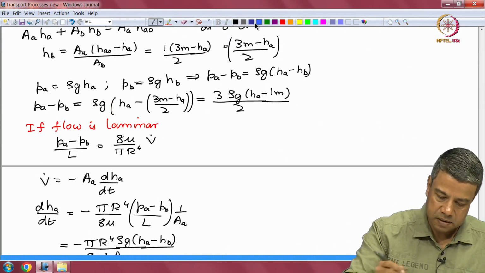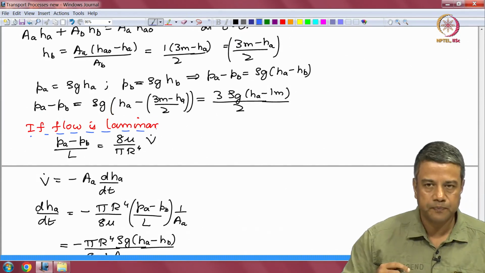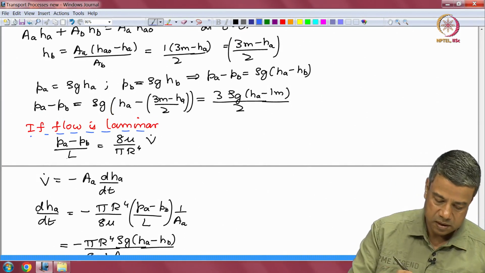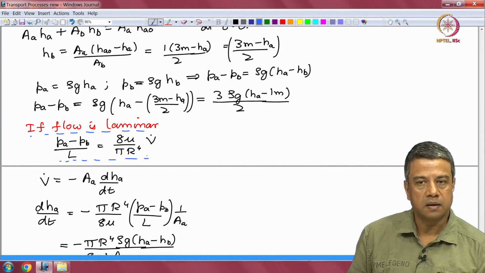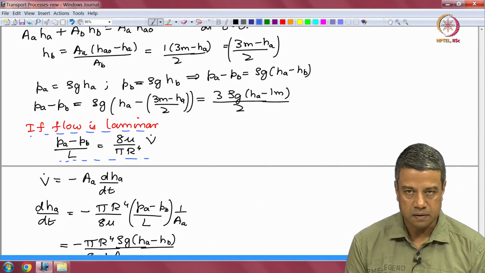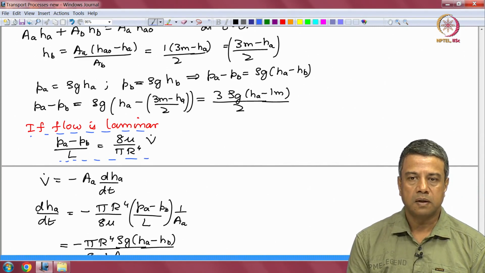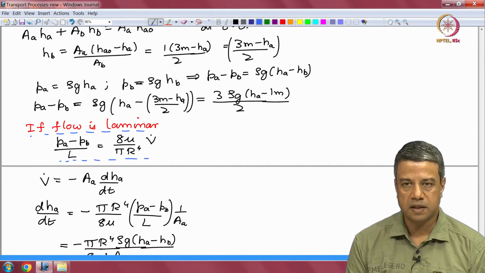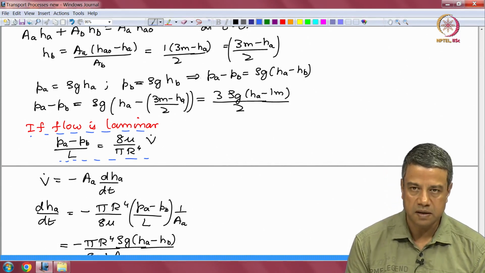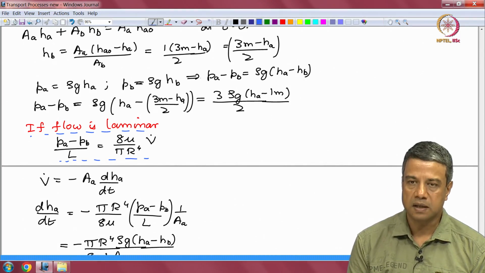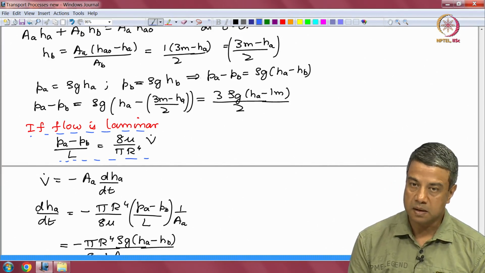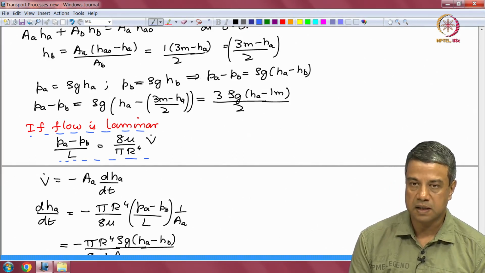Recall, we had made an assumption that the flow is laminar. If the flow is not laminar, then the correlation that we had used, the assumption that the flow is laminar, is no longer valid. So, after we calculate the flow rate, we have to verify that the maximum velocity is still in the laminar regime. If it is not, then the calculation for the flow rate is not correct. We have to go back, substitute a turbulent estimate for the velocity and recalculate the problem.